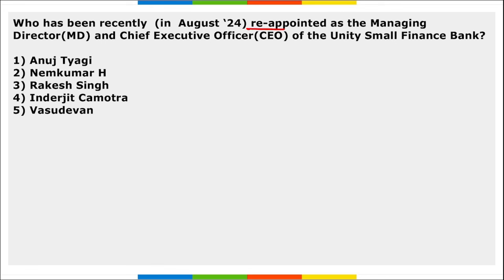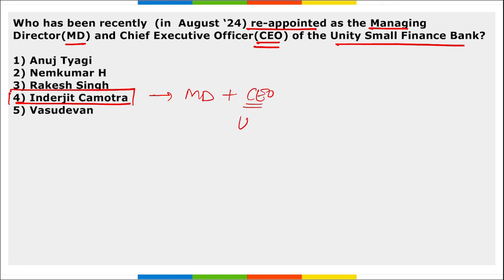Next, who has been recently reappointed as the managing director and CEO of Unity Small Finance Bank? So Inderjeet Kamotra, right? Inderjeet Kamotra has been appointed as managing director and chief executive officer of Unity Small Finance Bank for the next 2 years, and he has been serving as MD and CEO of Unity Small Finance Bank since 2022. So he has been reappointed here.